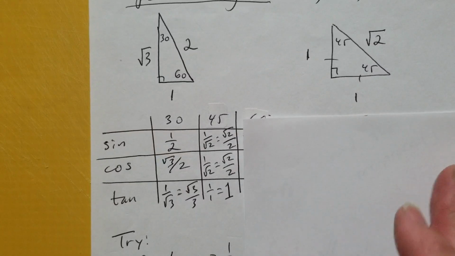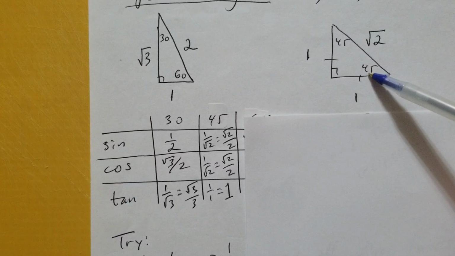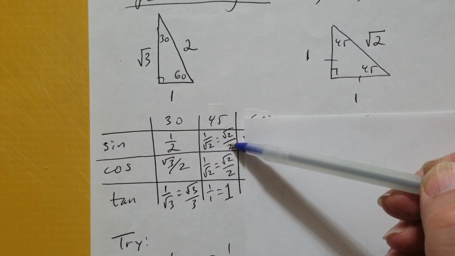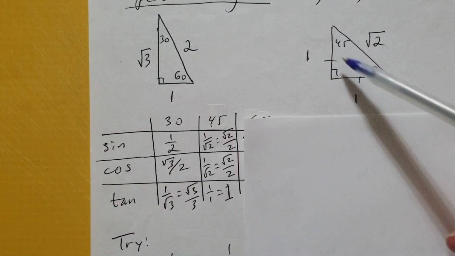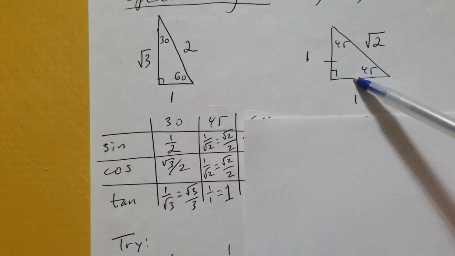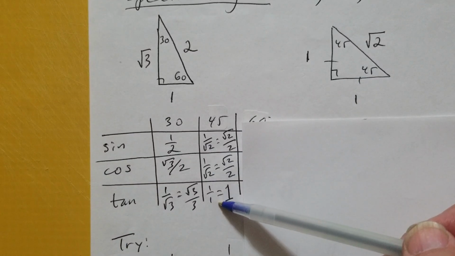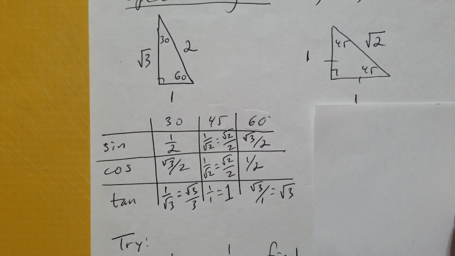Okay, how about for 45? Sine is opposite over hypotenuse, 1 over square root 2, right? Rationalized. Cosine is the same thing, right? Adjacent and opposite are the same. Tangent is 1 over 1, which is 1. And then 60, well, you can see yourself. So I should say etc., etc.